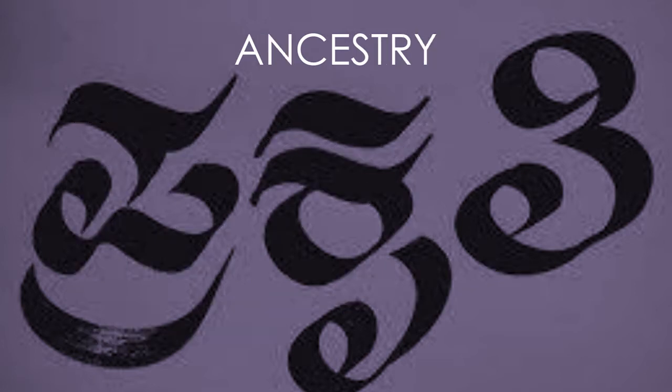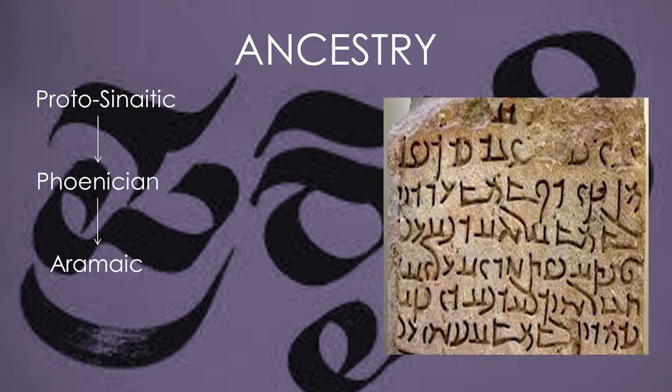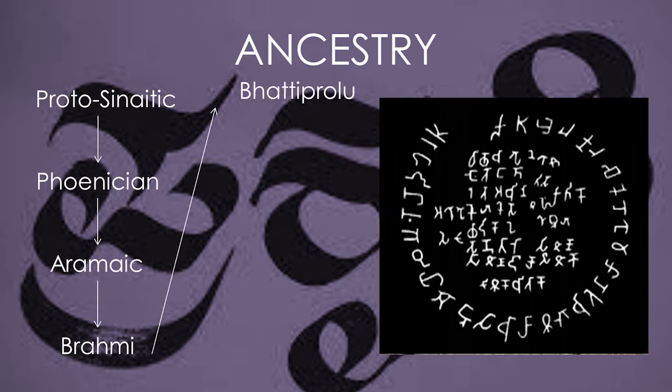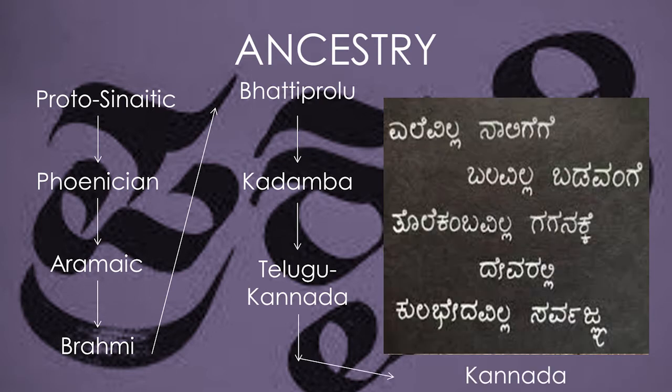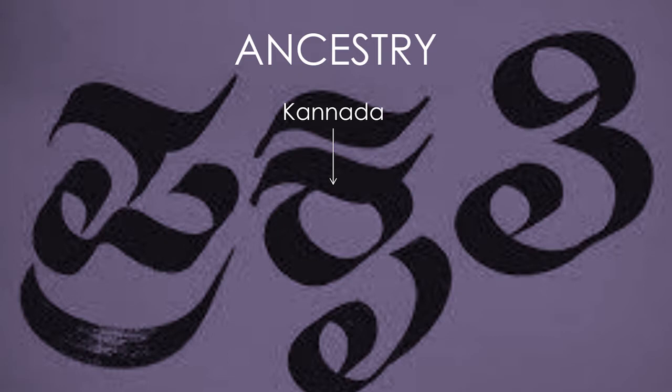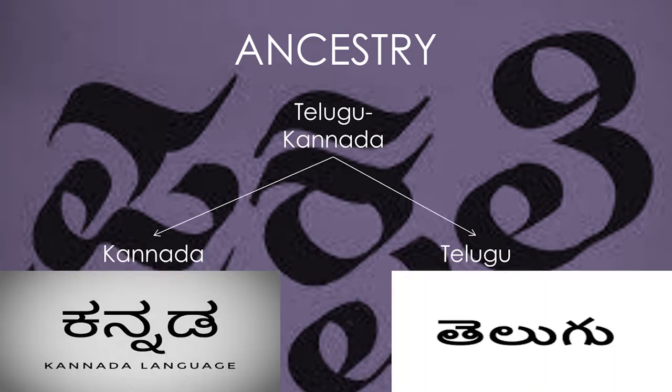The ancestry of the Kannada script goes like this: from Proto-Semitic to Phoenician to Aramaic to Brahmi to Bhati Prolu to Kadamba to Telugu Kannada, and then finally being the Kannada script we know and love today. And poggers, our Kannada script is also a parent of the Goy Kannadi script. And let's not forget its sibling, the Telugu script. A happy, happy family.